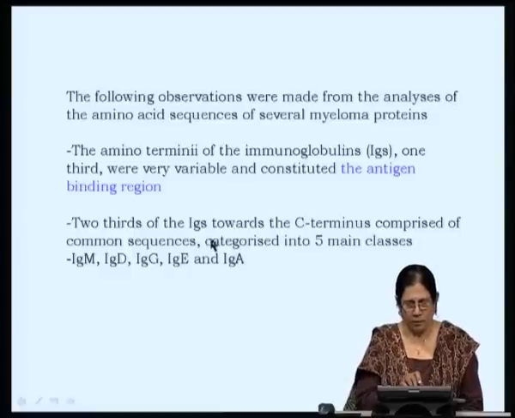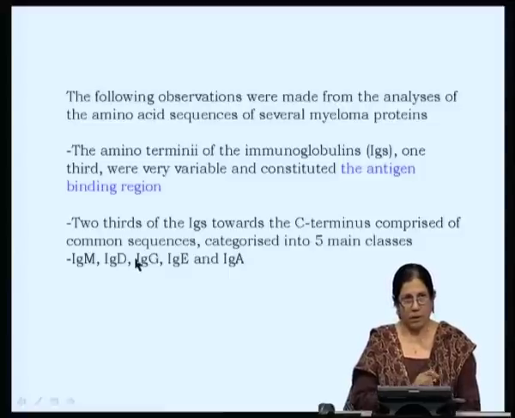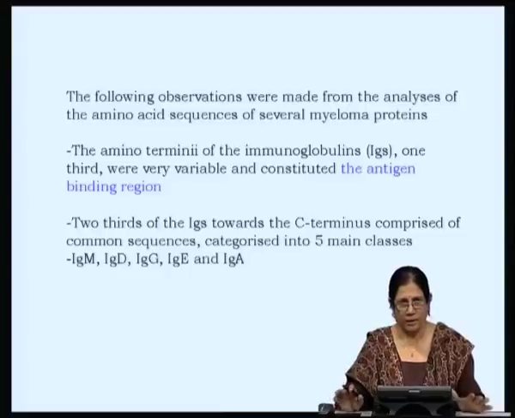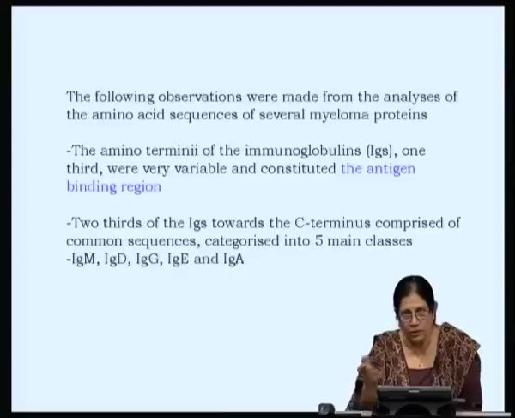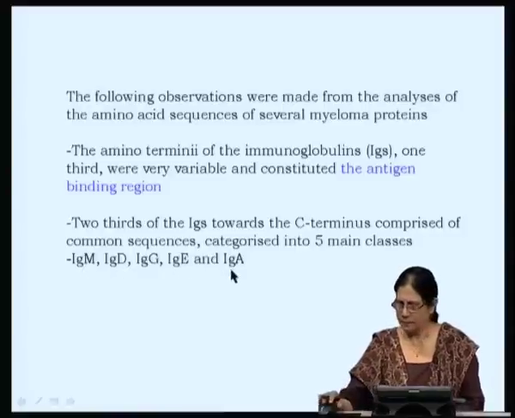Two thirds of the immunoglobulin sequence towards the C terminus comprised common sequences. When they looked at those common sequences, they could see that these myeloma proteins could be categorized into 5 main classes, and we know them as IgM, IgD, IgG, IgE and IgA.